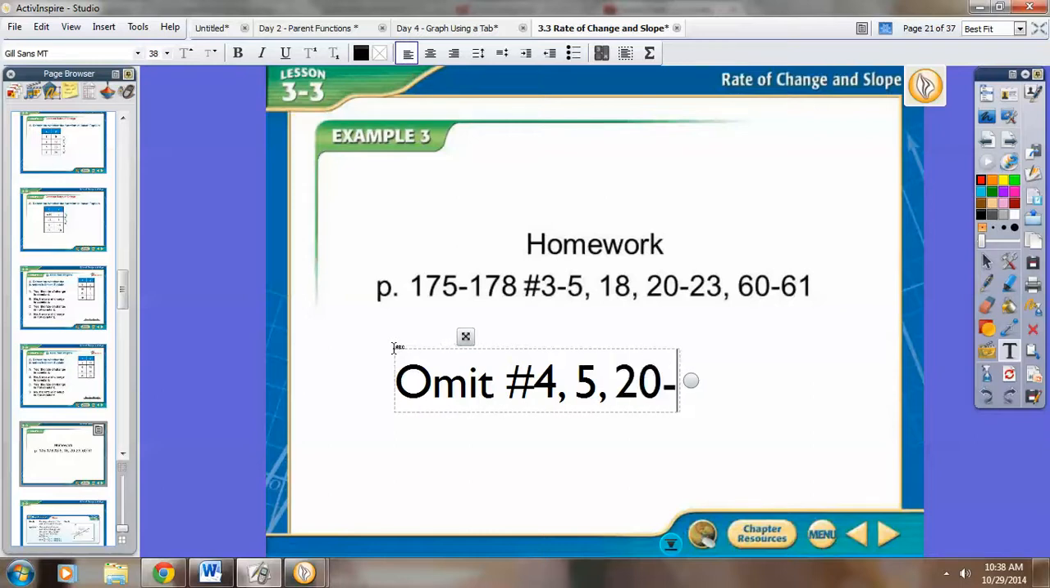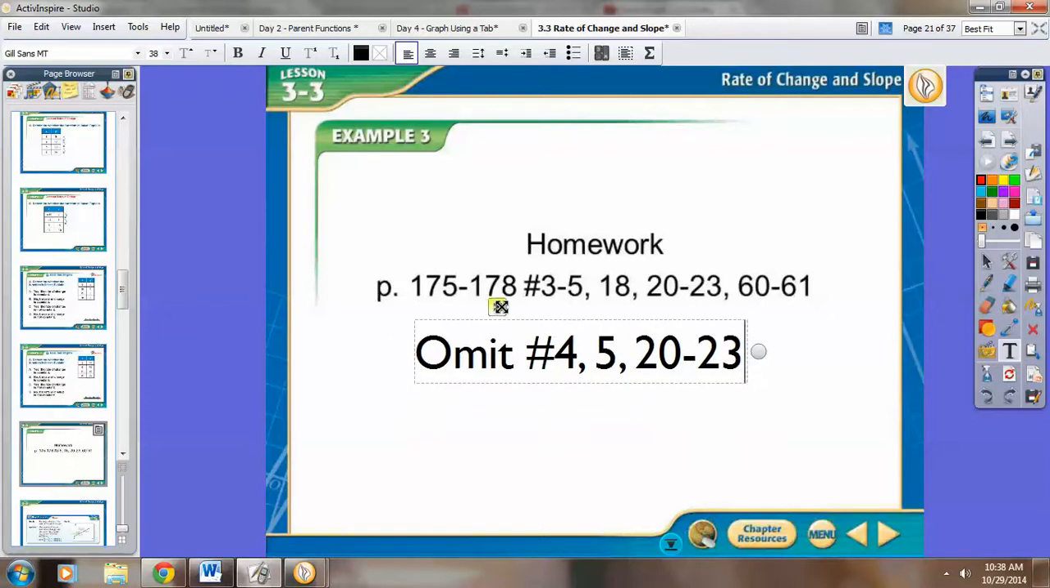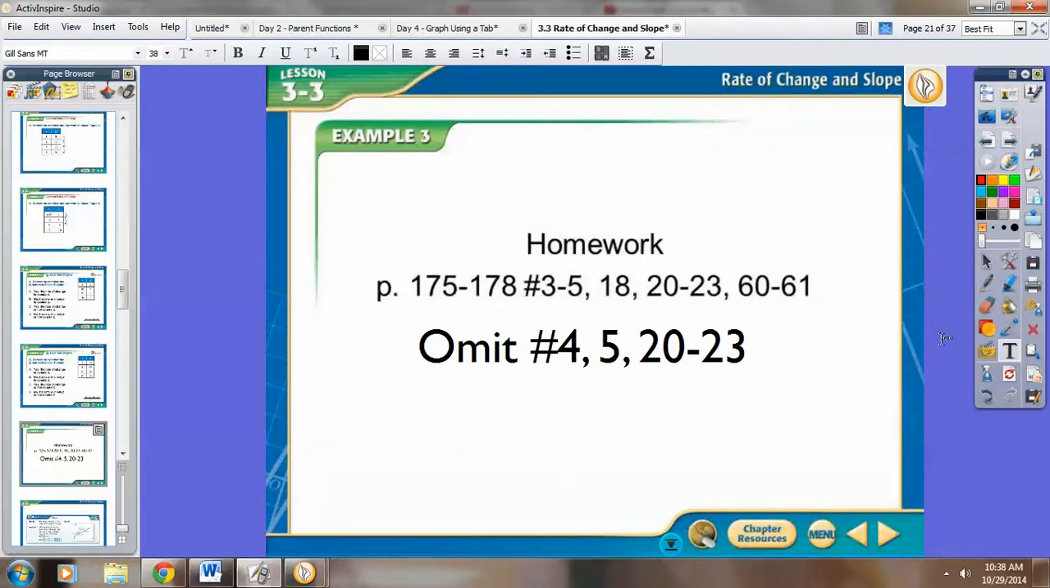Those are the right pages. Wait, so we don't have to do those? We don't, just do 3. What page is it? Guys, it's the same page. I'm just telling you to omit those problems that I've written up here. We will do them tomorrow. We just didn't get a chance to finish our notes.